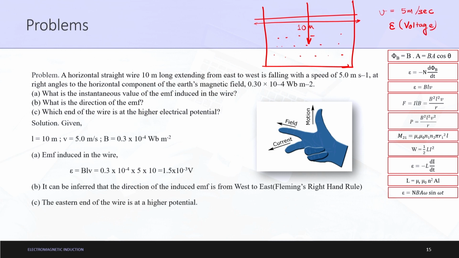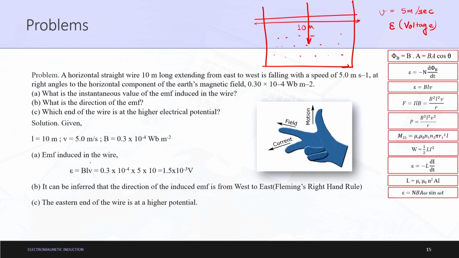So, now the horizontal component of Earth's magnetic field, so the B value is given to you. The first question asks: what is the instantaneous value of EMF induced in the wire? The first question is the epsilon value you need to find. The second is: what is the direction of EMF? And the third question is: which end of the wire is at the highest electric potential? So, let us look over the solution here.